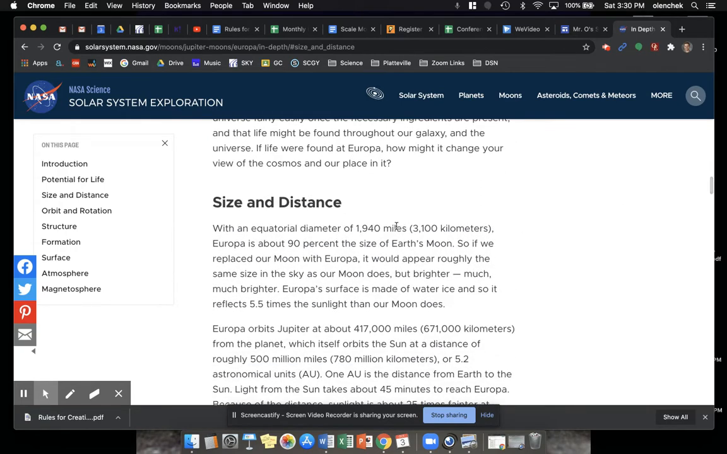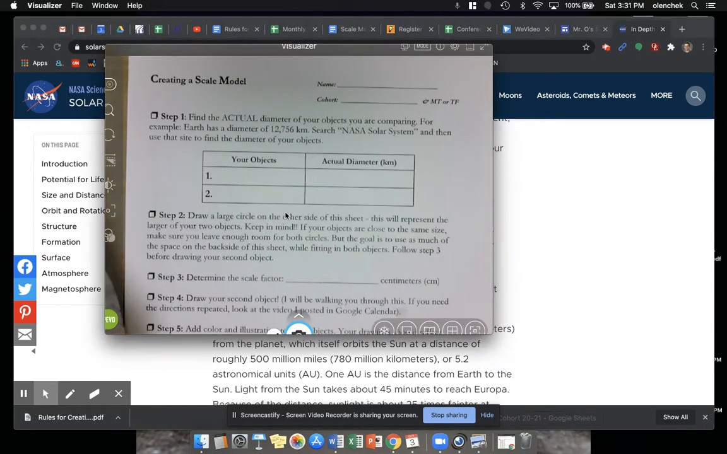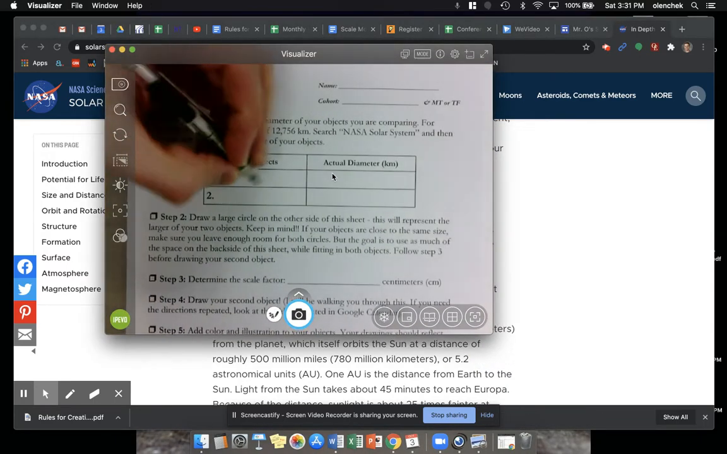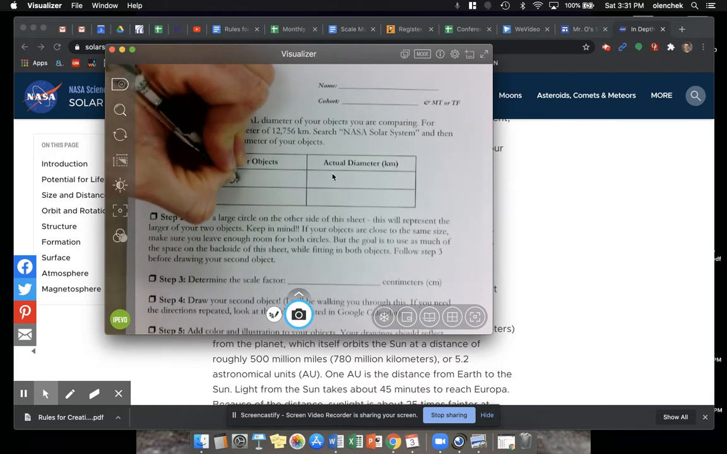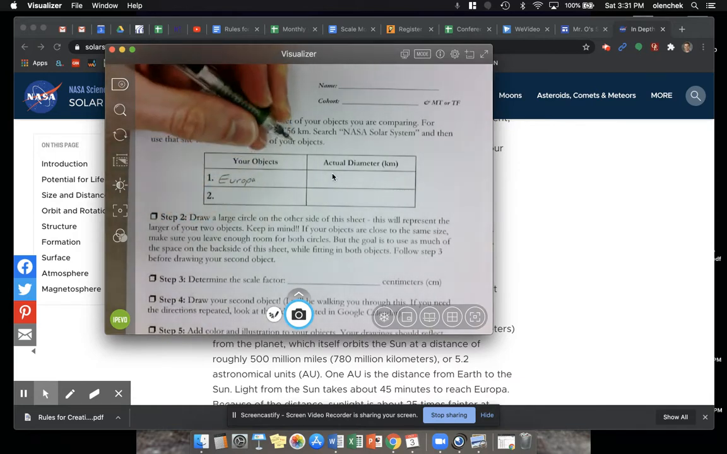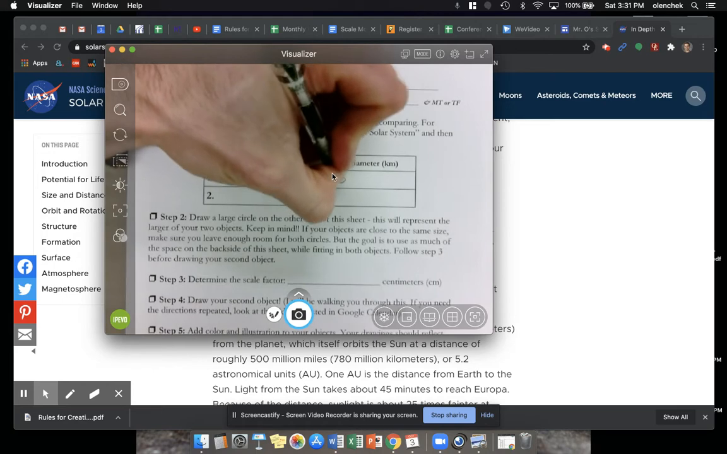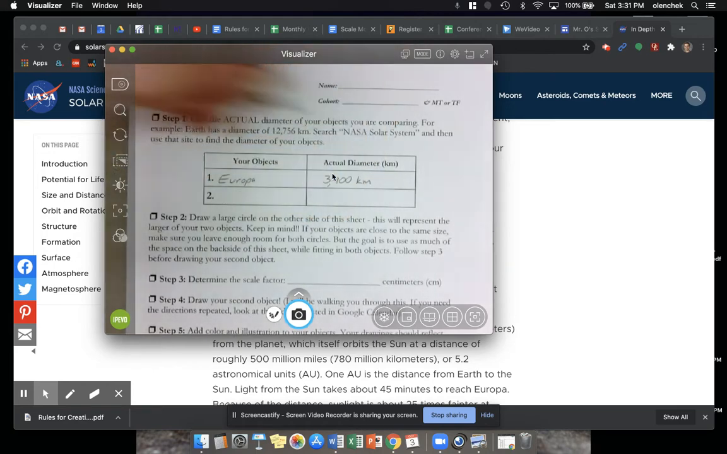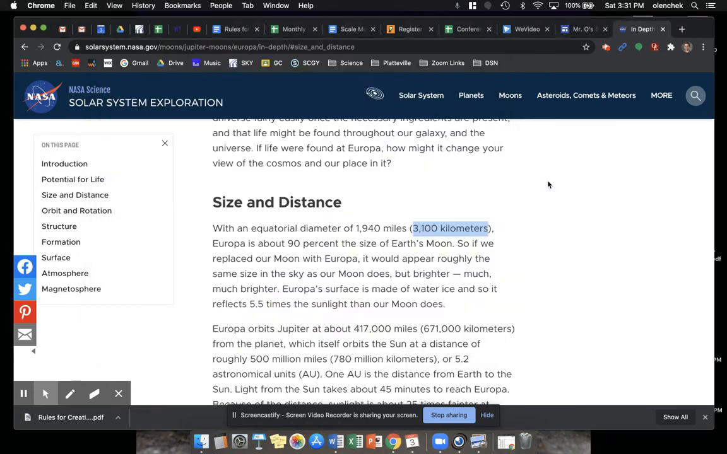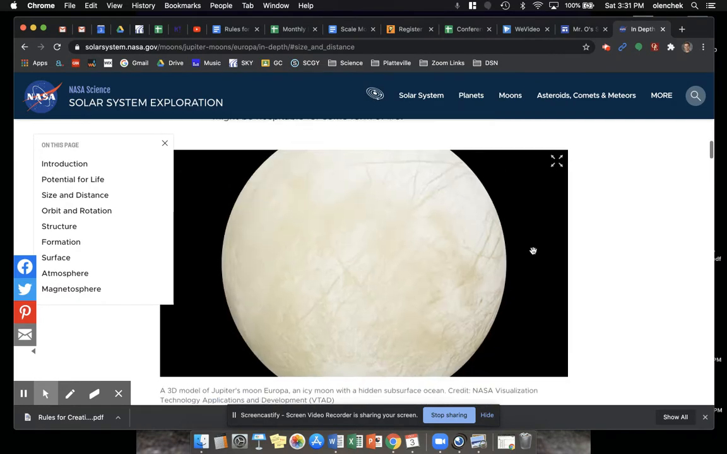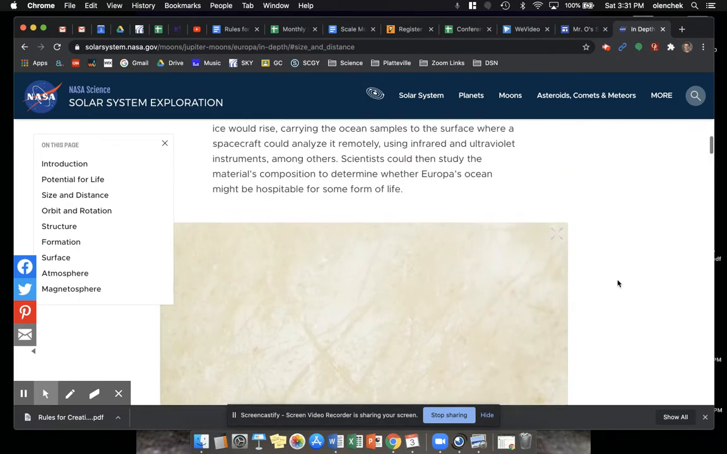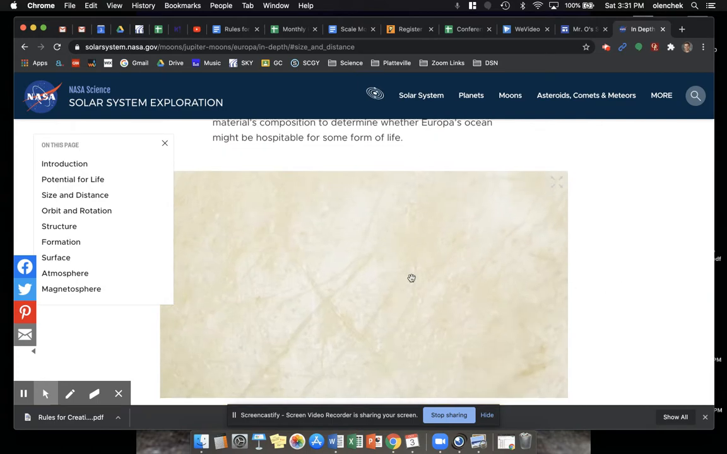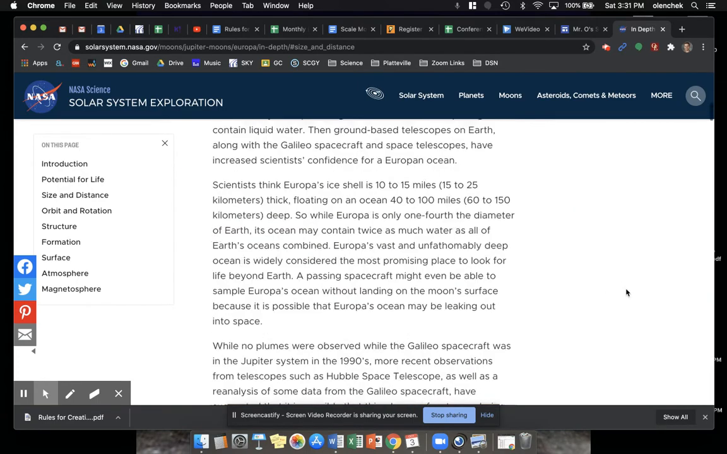Okay, so the equatorial diameter of Europa is 3,100 kilometers. So what I'm going to do is record that right here. So my first object, I'm writing in Europa. It's 3,100 kilometers. I'm going to write that in. There's one. Europa is a cool place because it potentially has liquid ocean water underneath its icy surface.